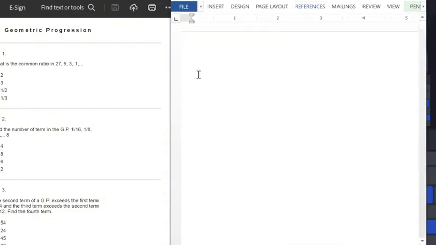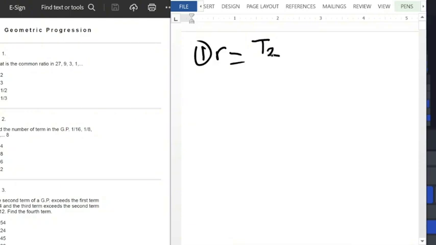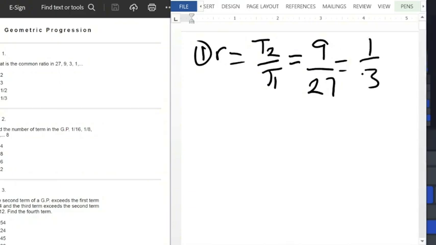So solution, question one. What is the common ratio? The common ratio R is equal to T2 over T1, that is, the second term divided by the first term, or the third term divided by the second term. The second term here is 9, so we have 9 over 27. 9 in 9 is 1, 9 in 27 is 3. So the common ratio is 1 over 3, which is option D. So that is that on the first question.